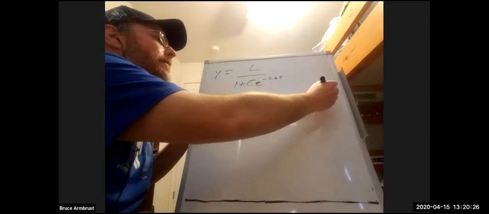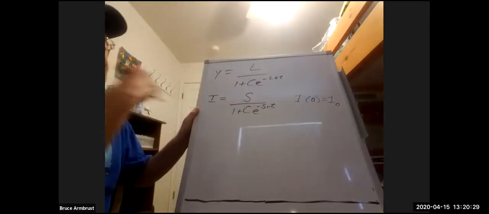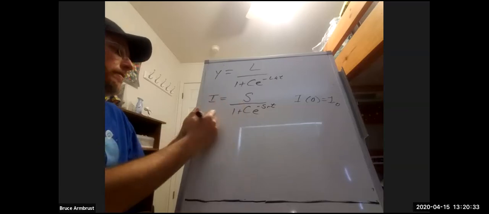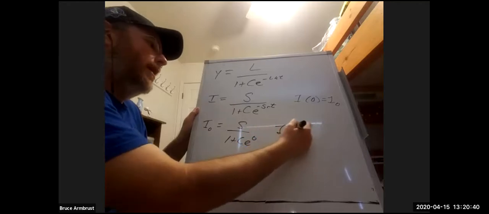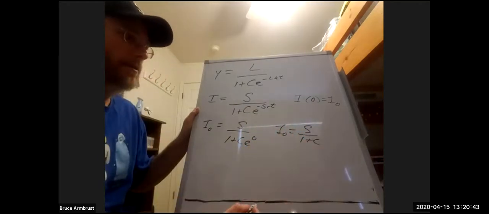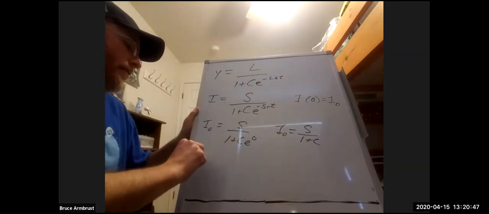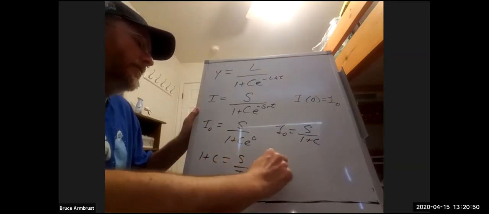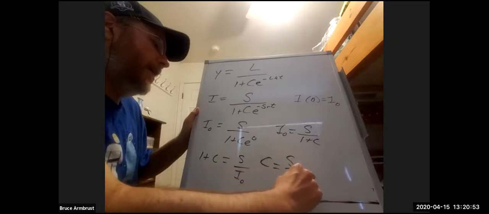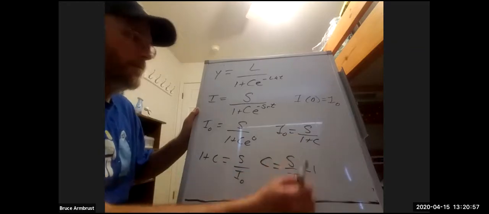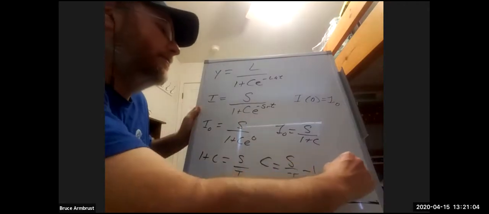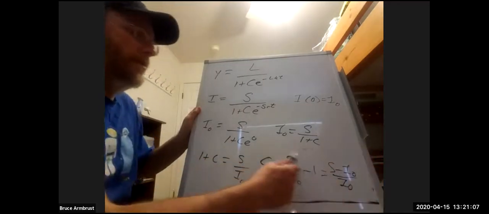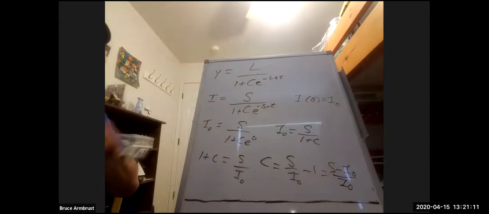But now let's use the initial condition. They told us that I of 0 equals I naught. So let's see what that forces C to be. We get I naught is equal to S over 1 plus C e to the 0. So I naught is S over 1 plus C. With a little bit of algebra, 1 plus C is equal to S over I naught, or C is equal to S over I naught minus 1. And I'm going to get a common denominator for that, because it'll be better when we try to see what happens to this thing as we go to infinity.